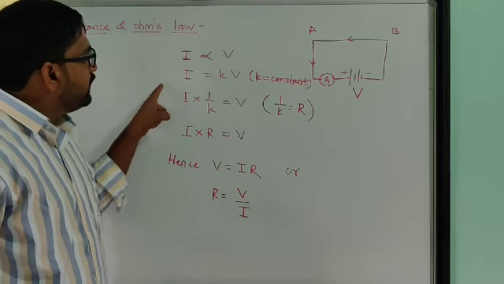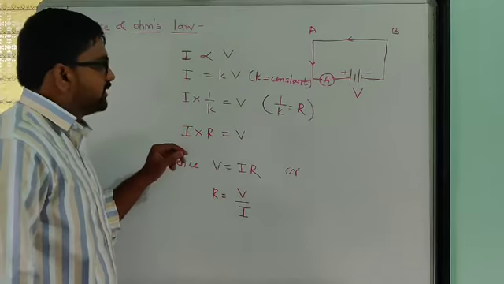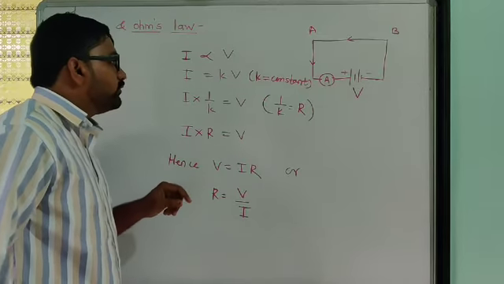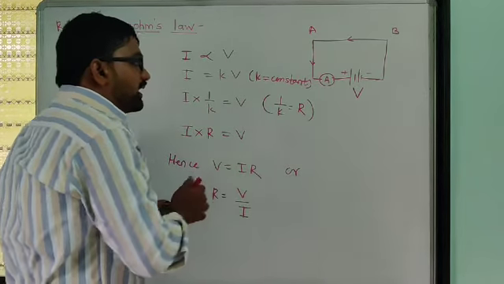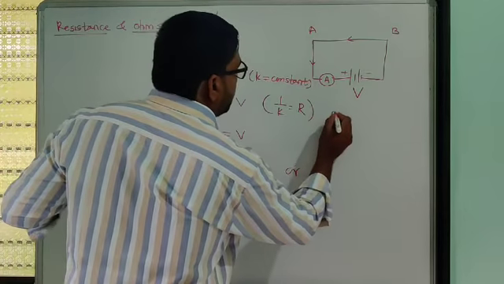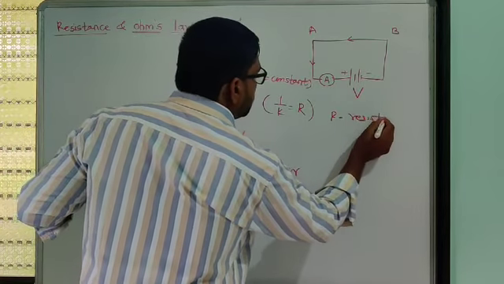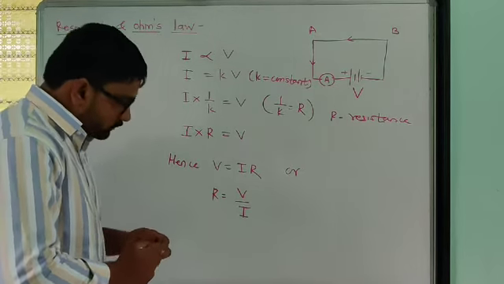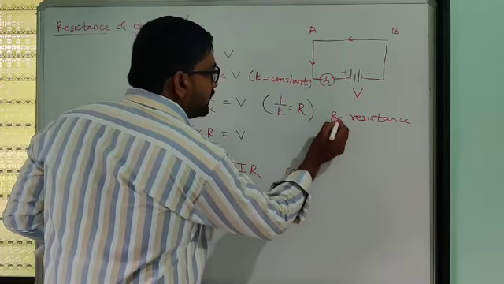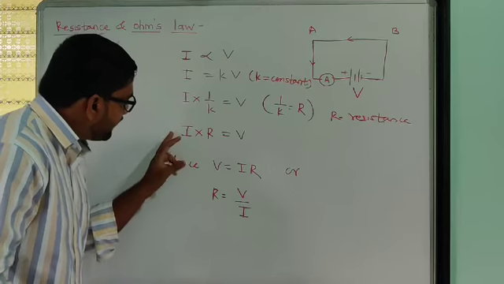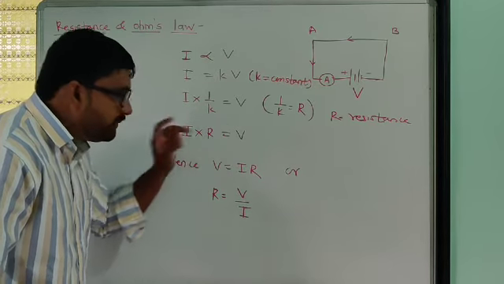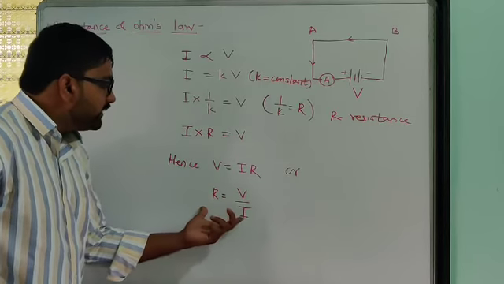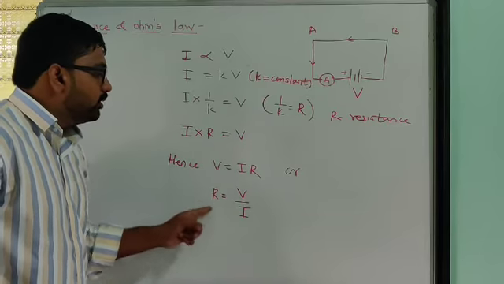We move this K to the left hand side of the equation, so it will be divided. So I into 1 by K will be equal to V. This 1 by K is called R, that is the resistance of that particular electric conductor. So this R is the resistance of a circuit. So we can say that I into R will be equal to V. So V is equal to IR, or R is equal to V by I. This is Ohm's law.